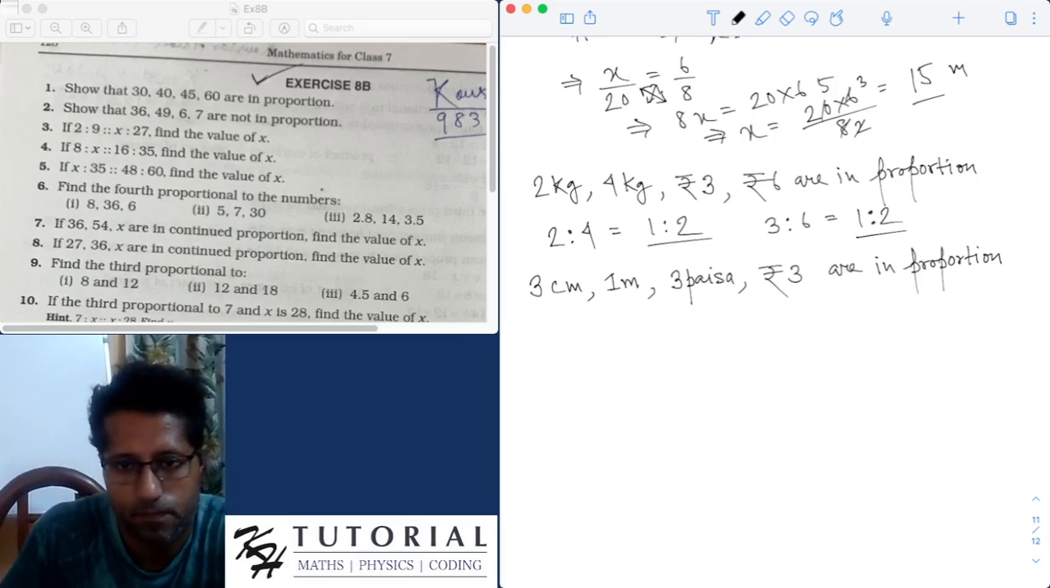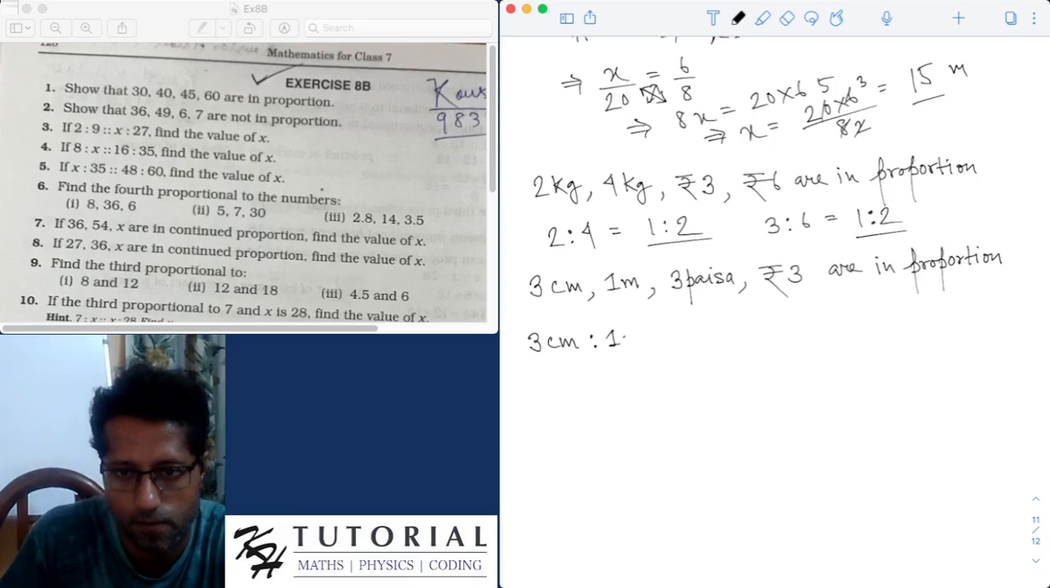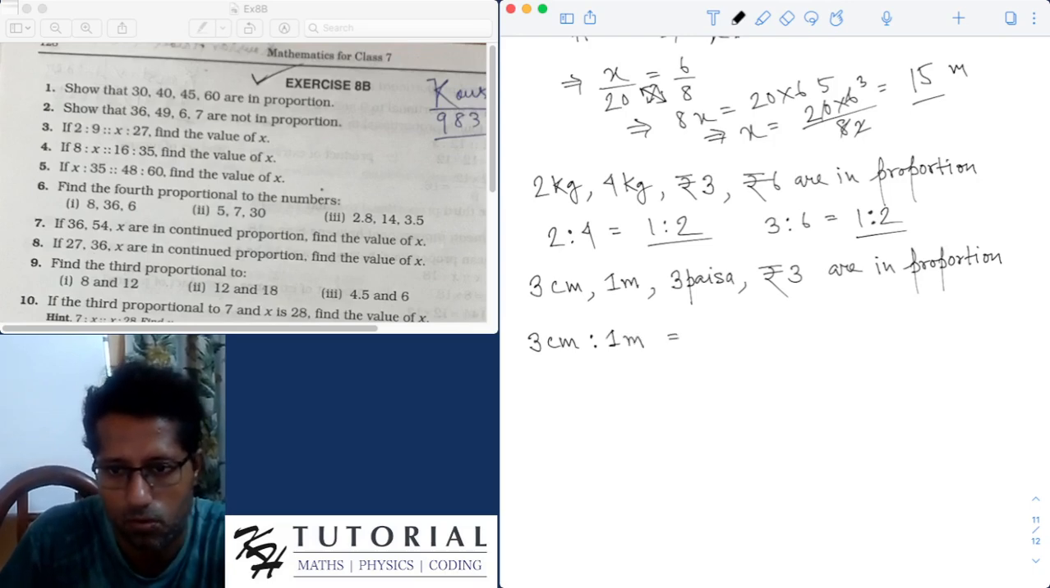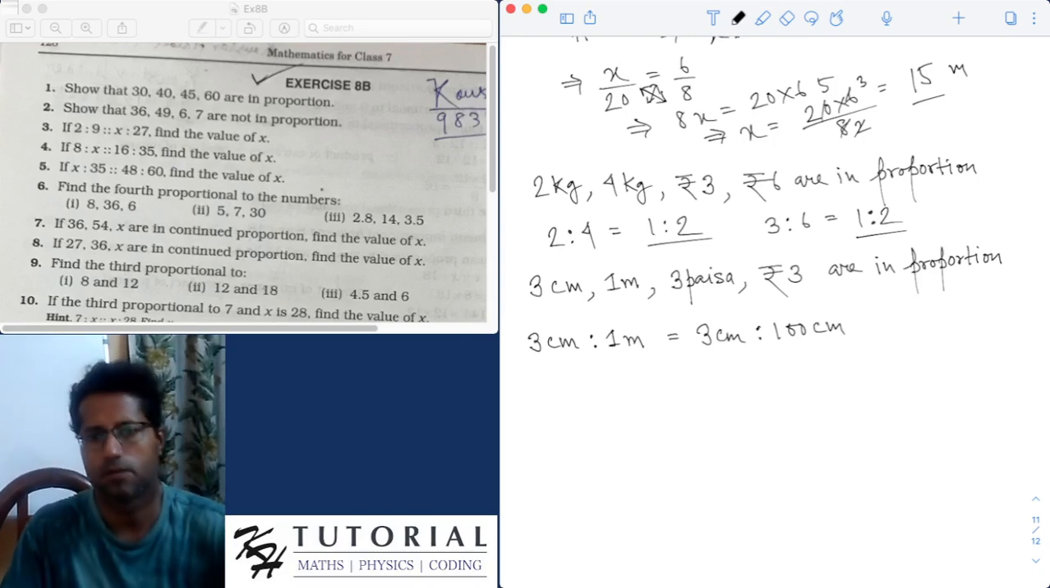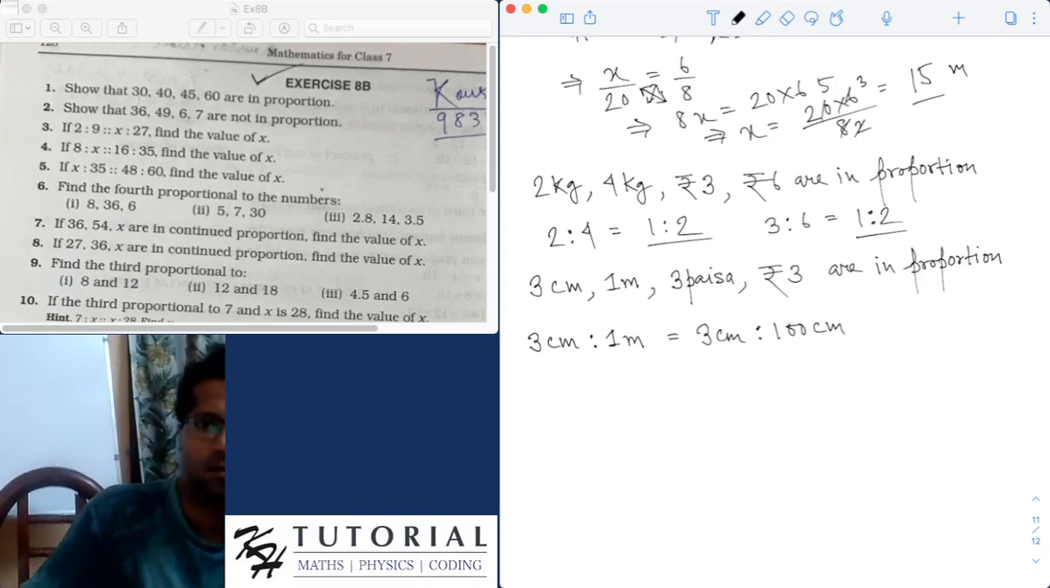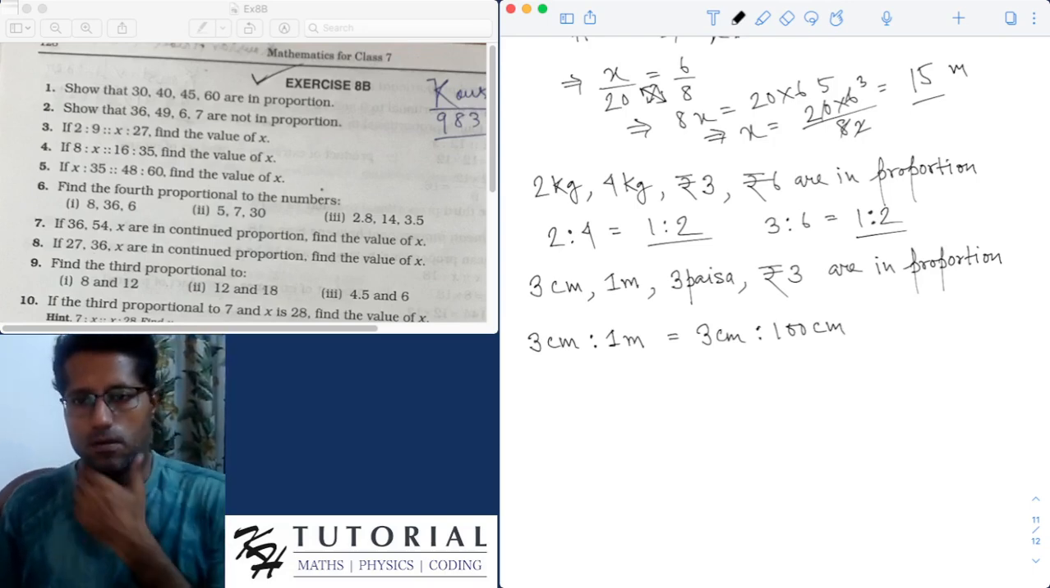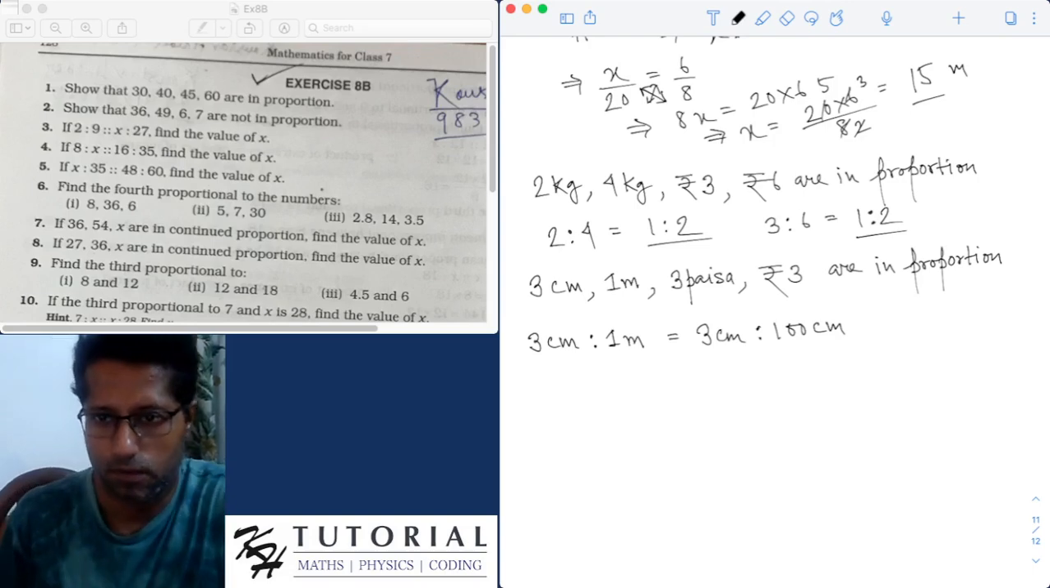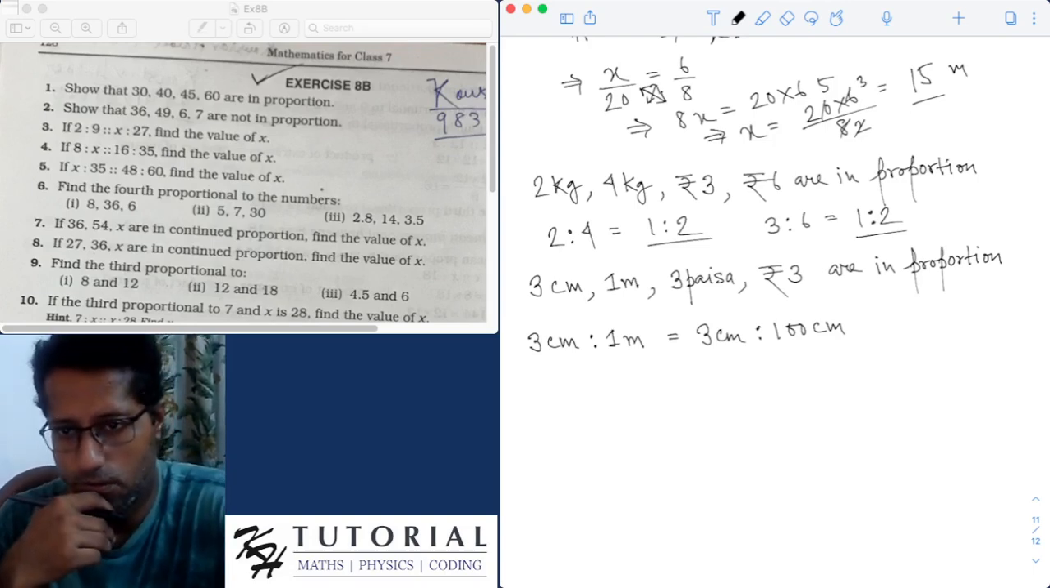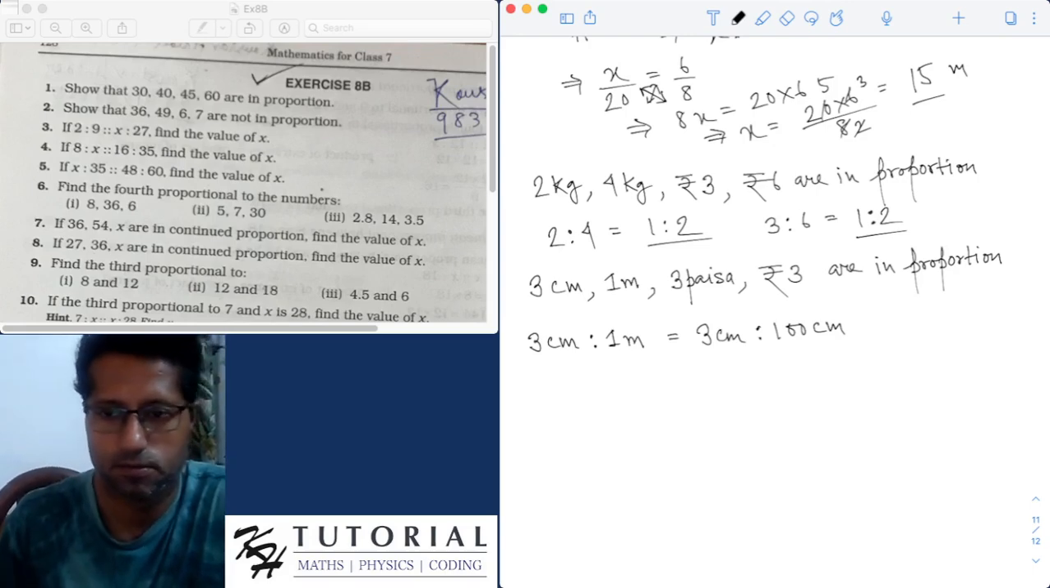Why? Because we have to first find the ratio of 3 centimeter to 1 meter, and 1 meter is 100 centimeter. I think I have given the figures wrong. It is 3 paisa, and I guess this should be 1 rupee. Sorry.